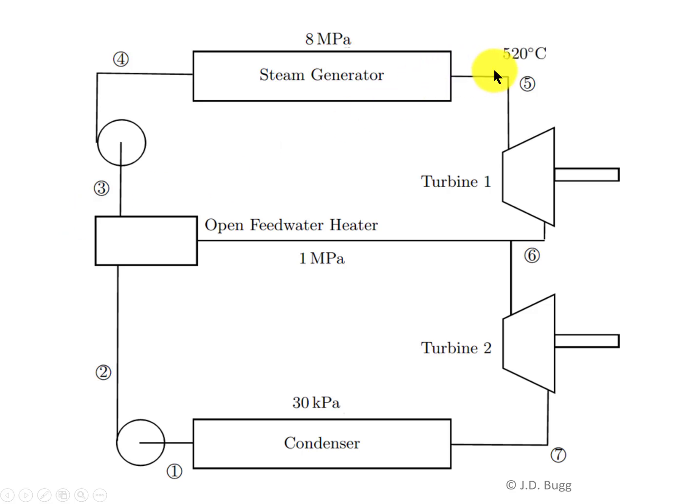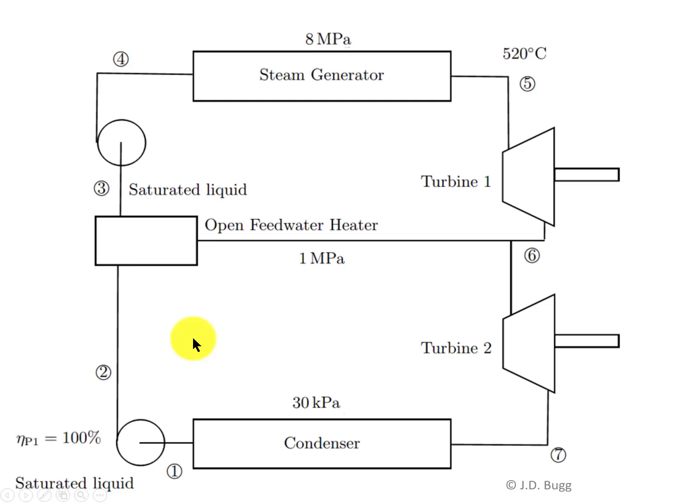We're also told that the temperature at the exit of the steam generator is 520 degrees C. So notice the state is fixed there because we know the pressure, 8 megapascals, and the temperature, 520 degrees C. The other thing we're told is that the entrance to both pumps is a saturated liquid. This is a very common assumption with Rankine cycles, that the exit of the condenser is a saturated liquid, and that's also the entrance to the first pump. This pump also has saturated liquid entering it. So both pumps have saturated liquid coming into them.